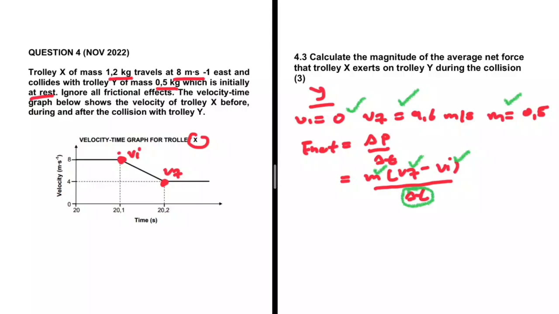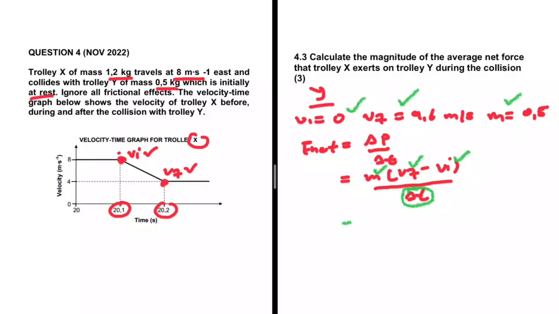But if you take a look at the velocity time graph we're given for trolley X, you will realize that this is where the collision starts at Vi, and this is where it ends at Vf. And we have the corresponding time. They collide at 20.1 seconds, and at 20.2, that's where the collision comes to an end.